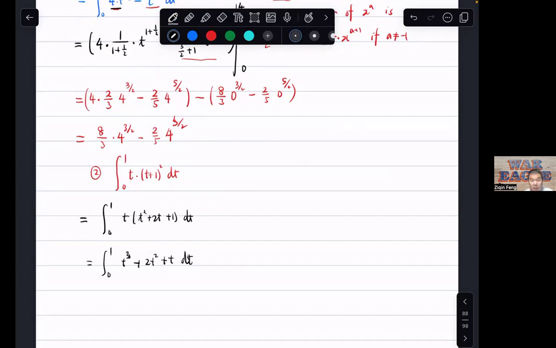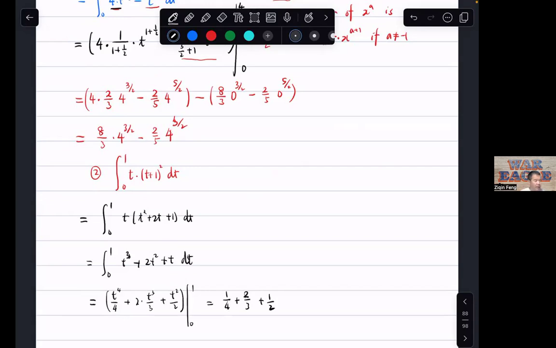Now after we split it into a sum of these three terms, we can handle term by term, right? So this is t to the 4 over 4 plus 2 times t to the 3 over 3 plus t squared over 2. Then plug in 0 and plug in 1, make a difference. Plug in 0 for sure, everything is 0, right? And plug in 1, you get 1 over 4 plus 2 over 3 plus 1 over 2. So this is how we evaluate this definite integral, right? Okay.